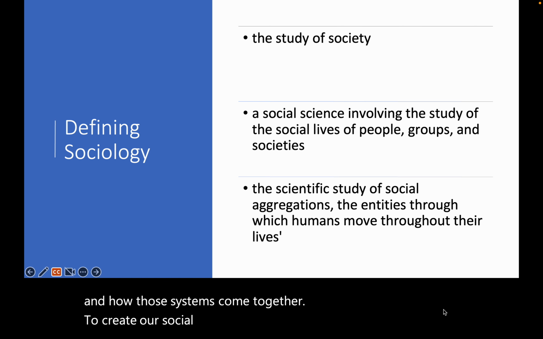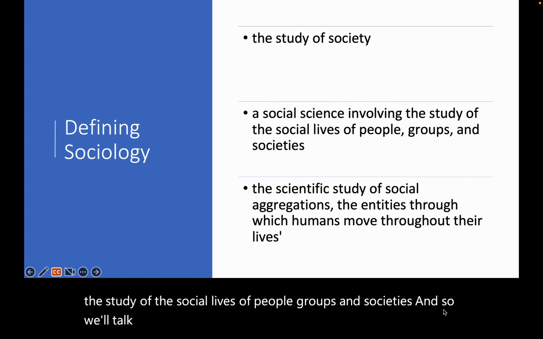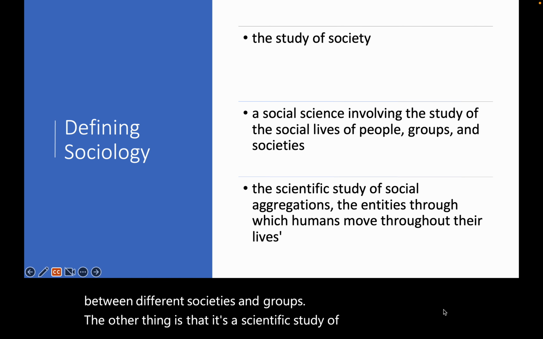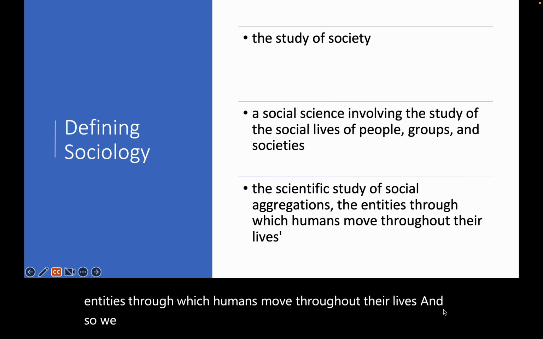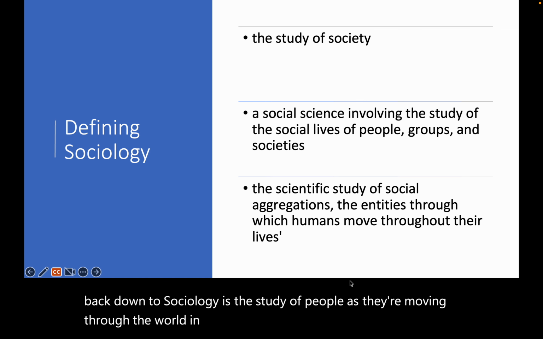It's also a social science that involves the study of the social lives of people, groups, and societies. And so we'll talk about different ways in which people and groups and society live together, and even do some cross comparisons between different societies and groups. The other thing is that it's a scientific study of the social aggregate, the entities through which humans move throughout their lives. And so this is the basic definition, and what it really comes back down to is sociology is the study of people as they're moving through the world in which we exist.